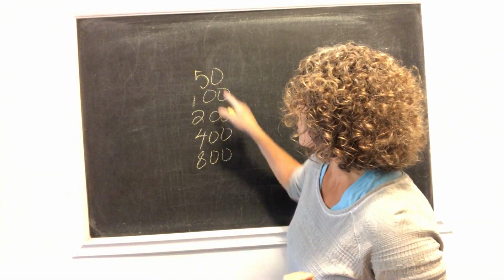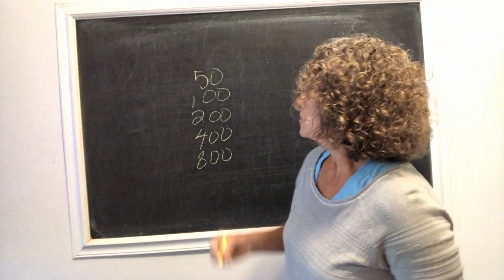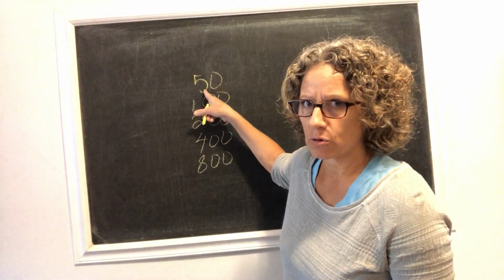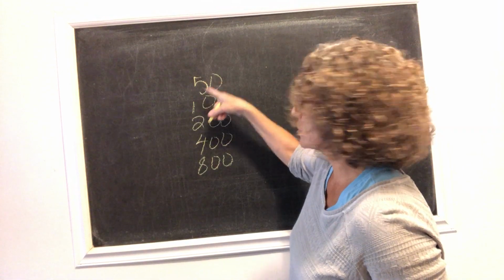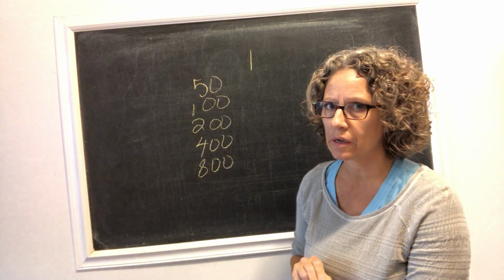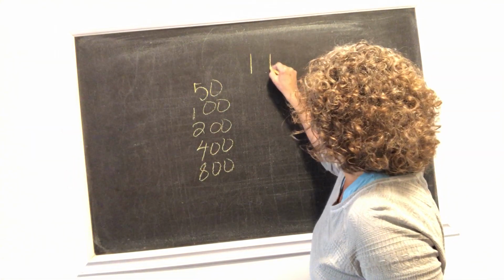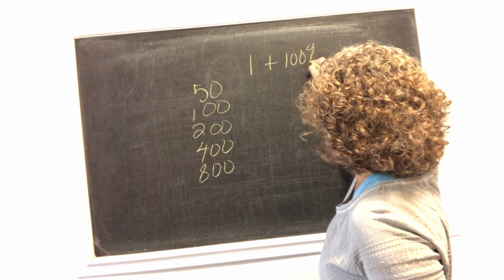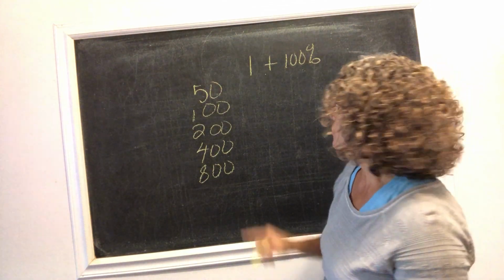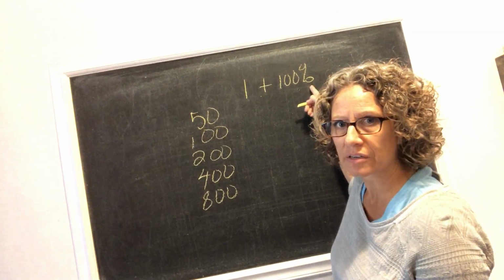All right, so let's talk about this in terms of an exponential growth factor. So when you have an amount, that amount is a whole, and we're going to represent the whole using the number 1. And what am I doing to that amount? I'm adding 100% of that amount to that amount. So I'm taking the original 50 and I'm adding 100% of it.